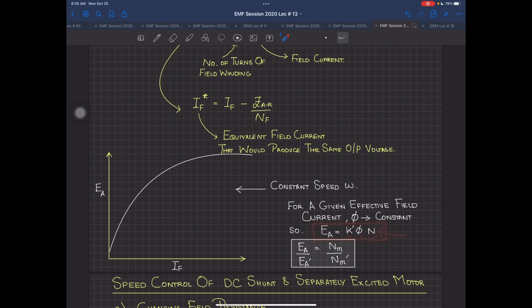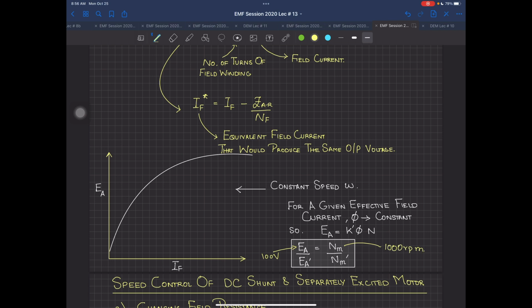So when you have two relations, this equation is quite possible, which means that EA over EA dash equals NM over N dash, where NM is the speed at one certain point, and EA dash is the EMF at another point. So what this means is, supposedly you have been given a machine and you have been told that with EA equal to 100 volts, the speed was approximately 1000 RPM.